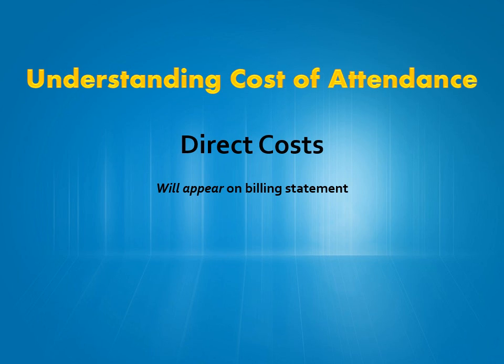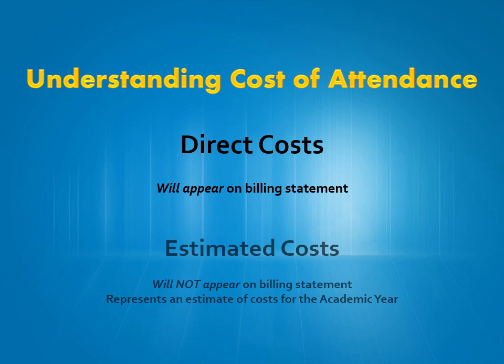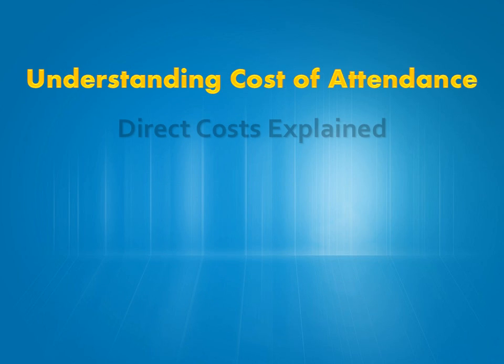Direct costs are charges the student will be assessed by the university. Estimated costs are estimates of costs the student may incur while attending classes during the academic year, but will not appear on the billing statement.